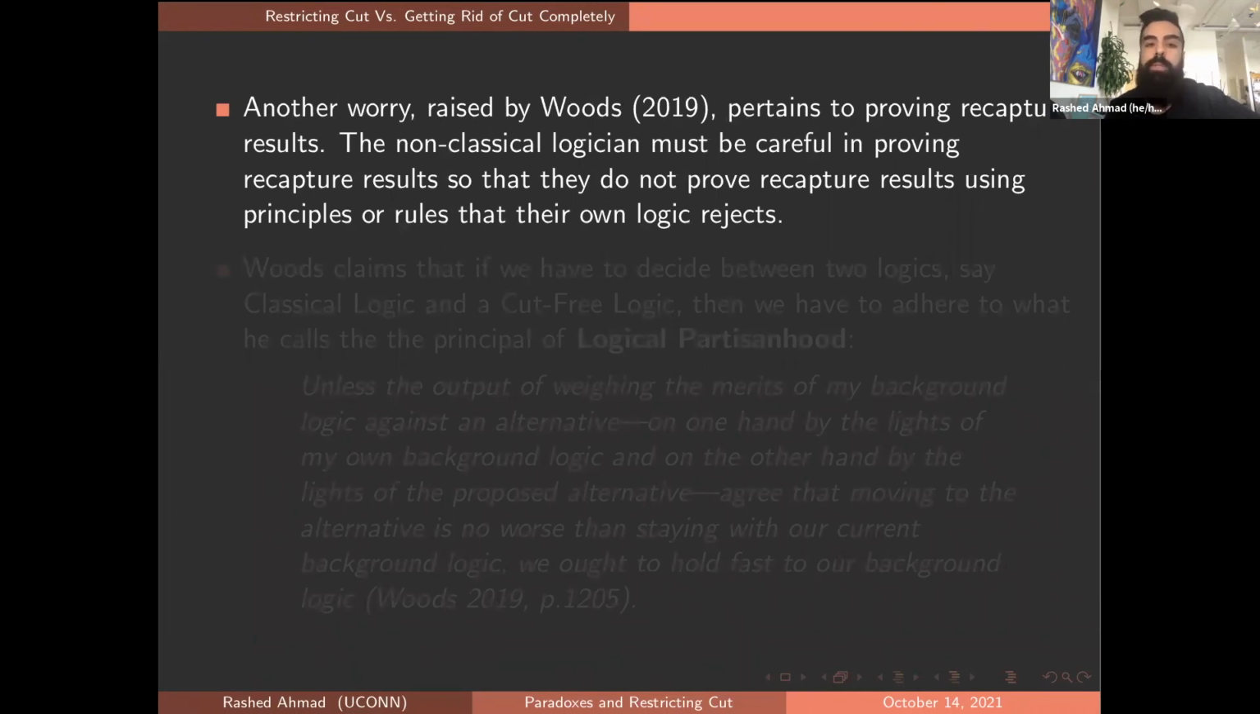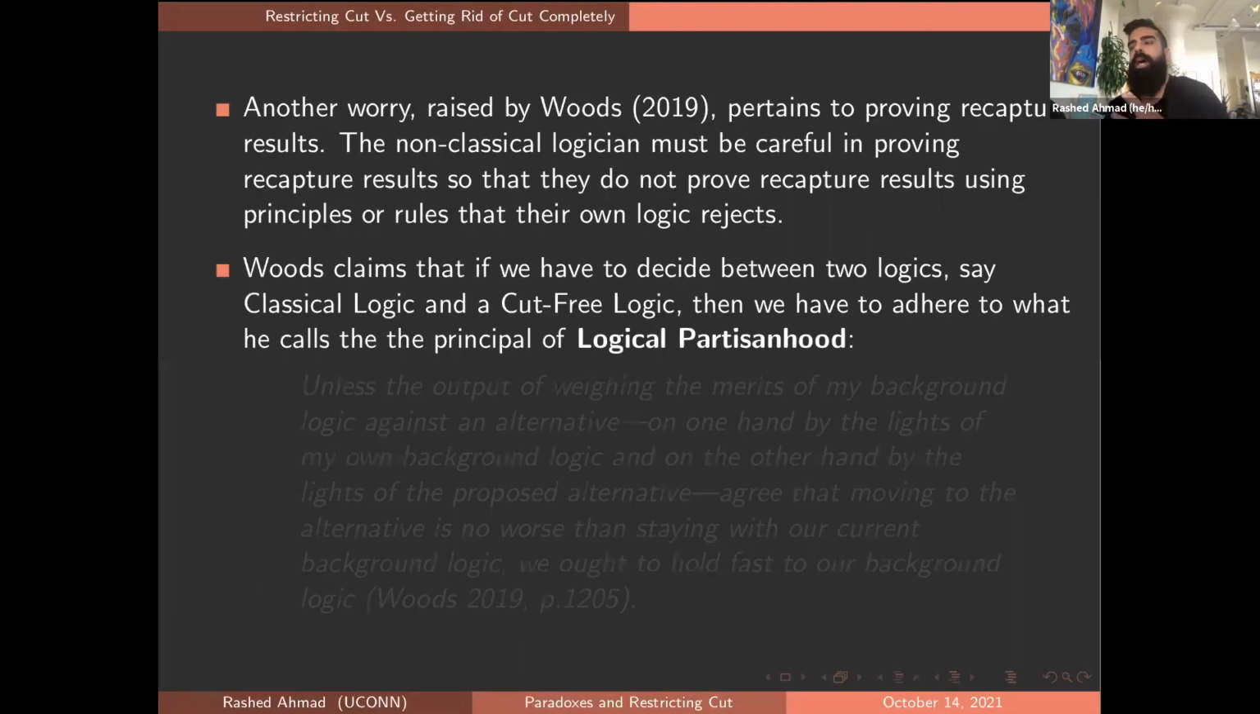But the main problem I want to focus on is a problem raised by Woods, which pertains to proving recapture results. The non-classical logician must be careful in proving recapture results so that they don't prove recapture results using principles that they reject themselves. So for example, if a non-transitive theorist wants to prove a recapture result, they must prove it without using cut, for example, or its equivalent, right?